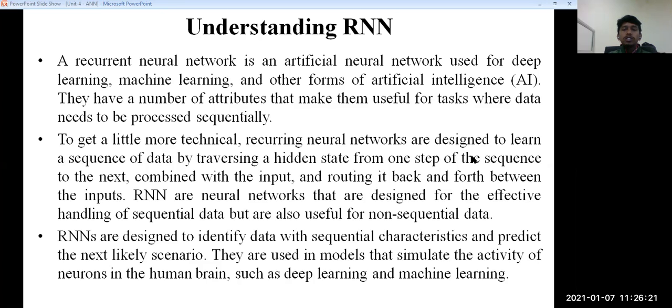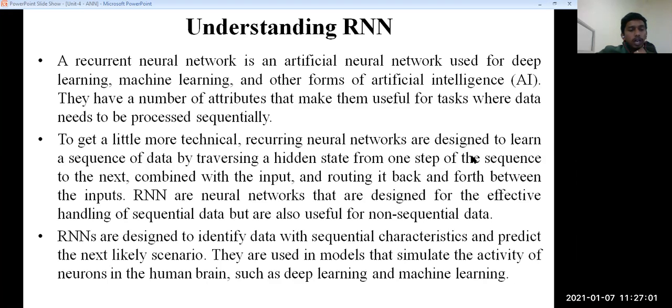RNNs are neural networks designed for the effective handling of sequential data, but they are also useful for non-sequential data. It's not that RNNs are used only for sequential data; they can also be used for non-sequential data. But the main use of an RNN is sequential data processing. For processing non-sequential data, there are other networks which are more feasible and not as complex as an RNN. So there is no limitation that it's only used for sequential data; it can also be used for non-sequential data processing.